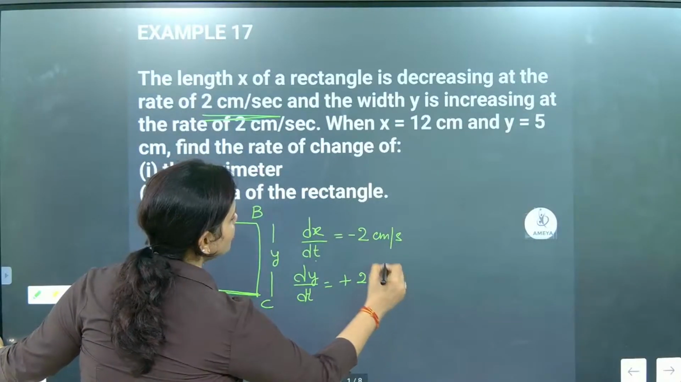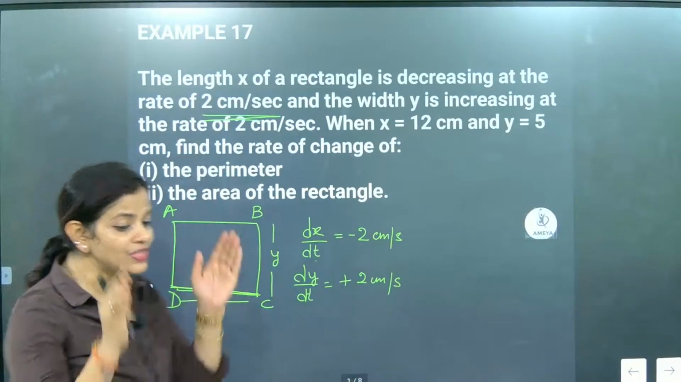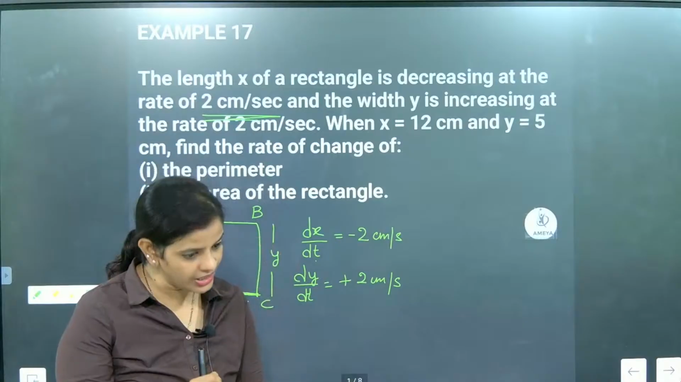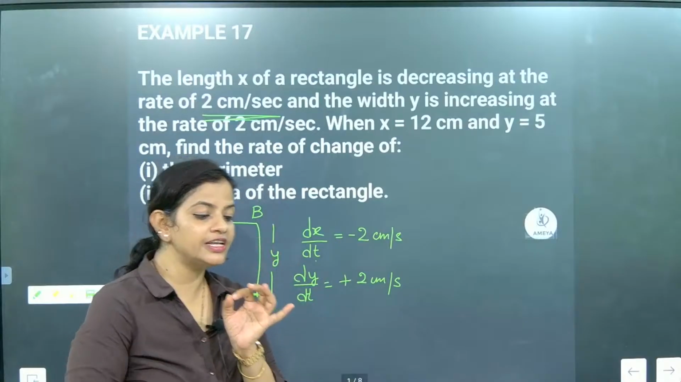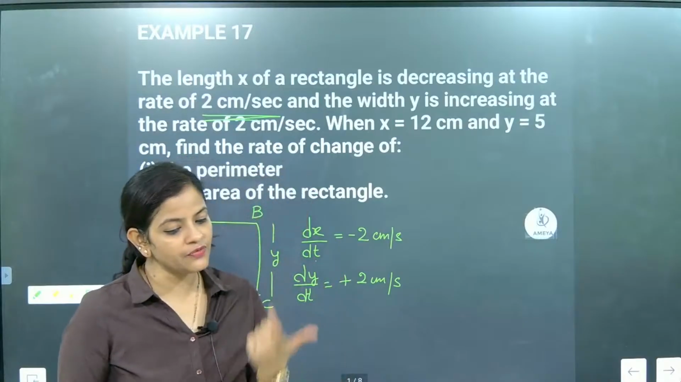So the length is decreasing. Listen very carefully. The length is decreasing with what rate, beta?